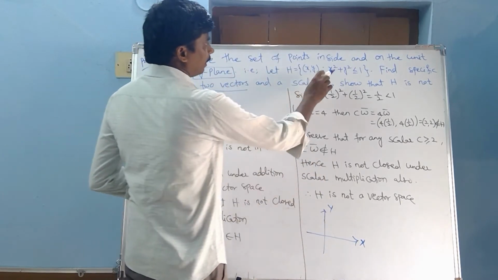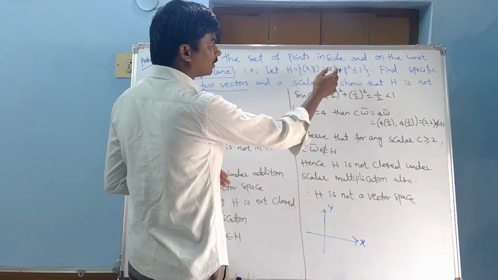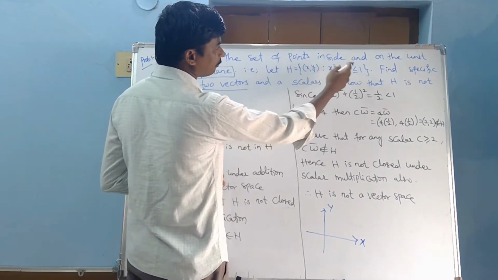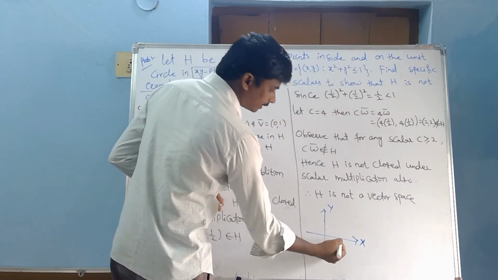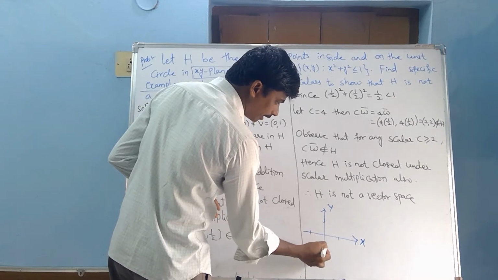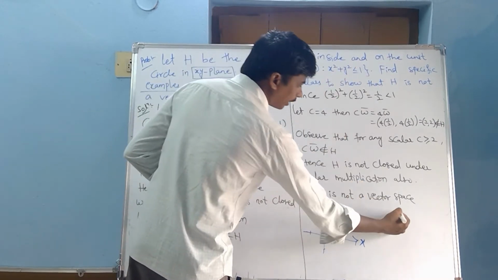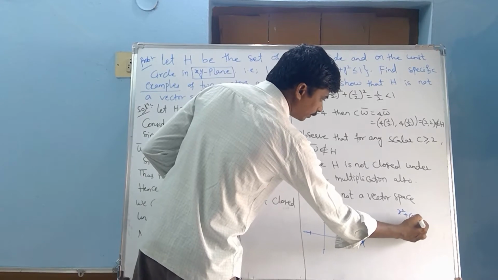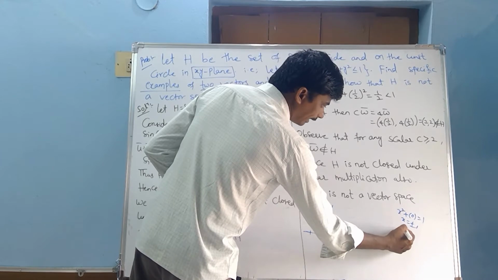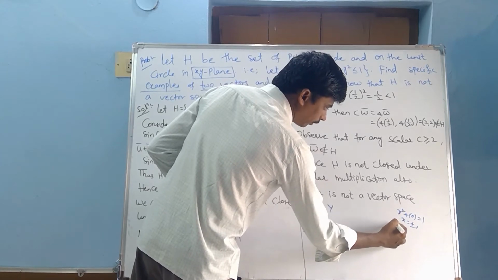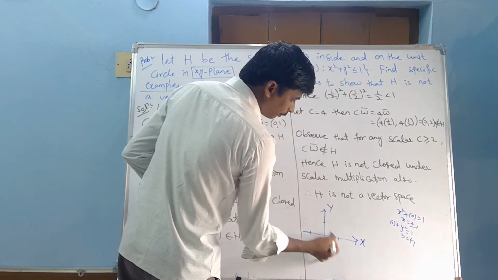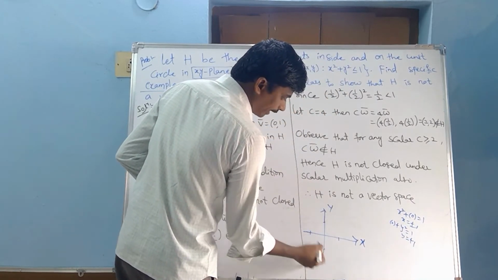On the x axis we take the y value 0, and on the y axis we take the x value 0. Then x equals 1 and also y equals 1. See here, this is one point and this is also one point. x square equals 1: x square plus y value 0 equals 1, so x equals plus or minus 1. Next, x value 0 plus y square equals 1, so y equals plus or minus 1. So we have the points plus 1, minus 1, minus 1.